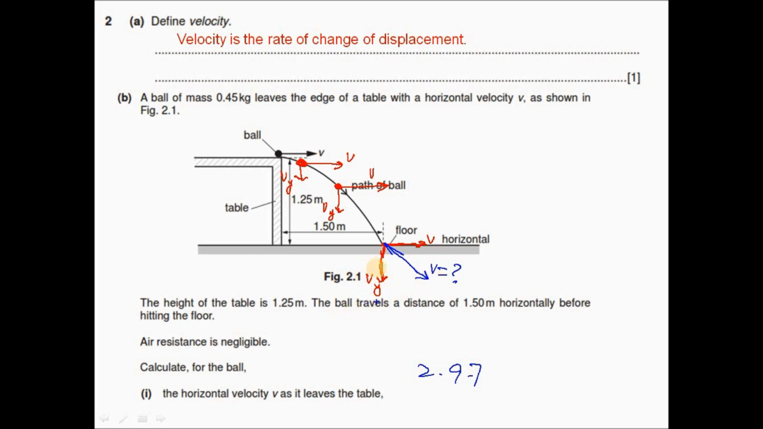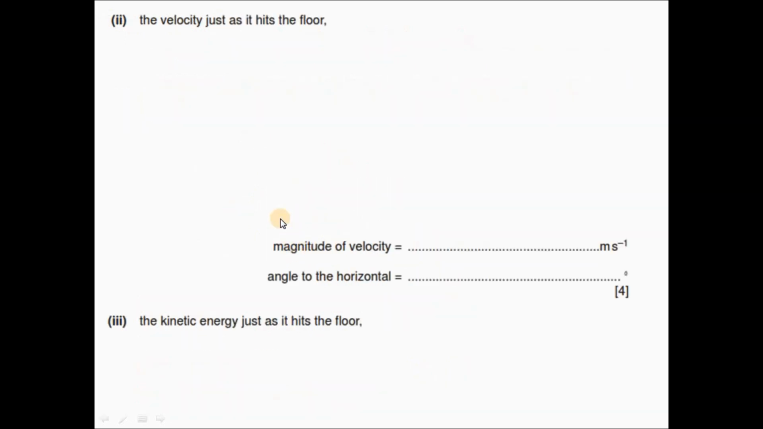So let's figure out Vy. We have a height 1.25 and we have the time to fall to the table. Since we are talking about vertical motion, v is equal to u plus at. This is the first equation of motion. v is the vertical component of velocity when the ball hits the floor, so this is Vy. u is the initial vertical velocity at the start. We don't have a vertical motion, so this u is 0.